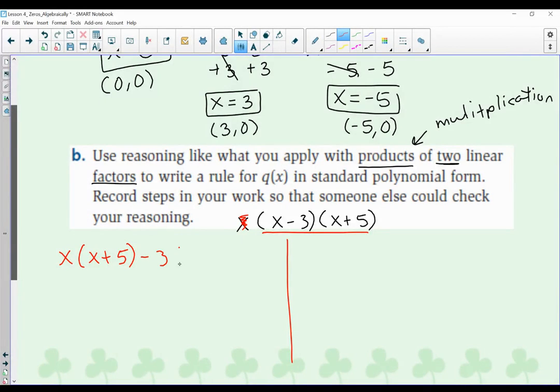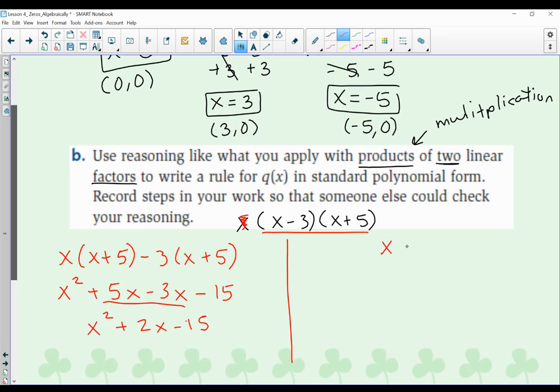So over here, I have x times x plus 5 minus 3 times x plus 5. So this is the distributive method. So I get x times x gives me x squared. 5 times x gives me 5x. Negative 3 times x gives me negative 3x. And negative 3 times 5 gives me negative 15. And then we know at this point we need to combine our like terms, and we would get x squared plus 2x minus 15. And I'm just going to do box method over here for those who prefer box method.